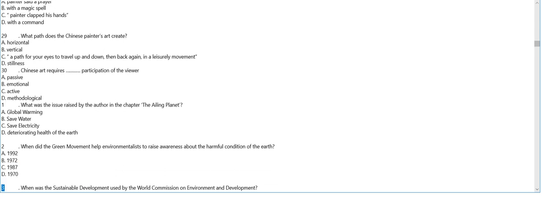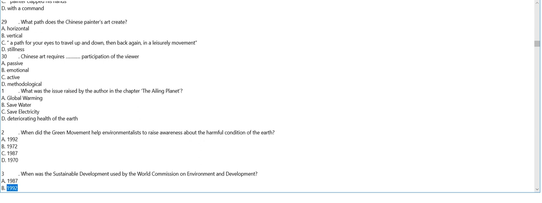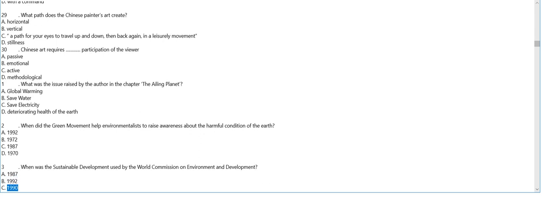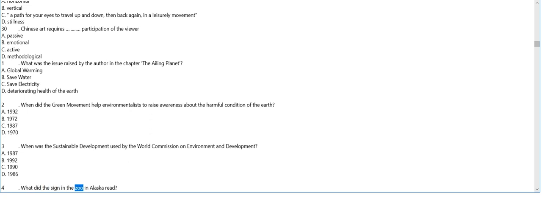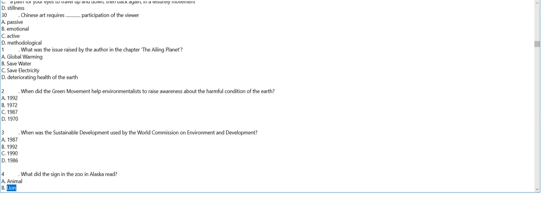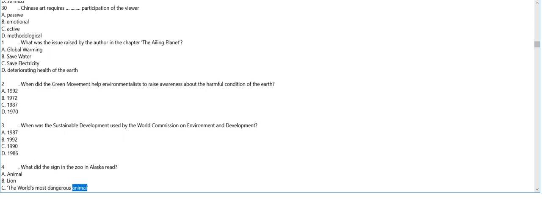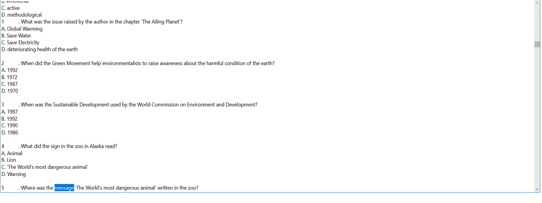3. When was the term Sustainable Development used by the World Commission on Environment and Development? A. 1987. B. 1992. C. 1990. D. 1986. 4. What did the sign in the zoo in Alaska read? A. Animal. B. Lion. C. The world's most dangerous animal. D. Warning.